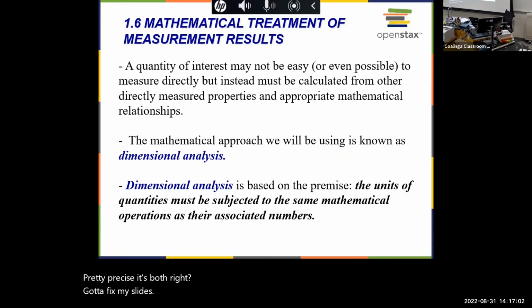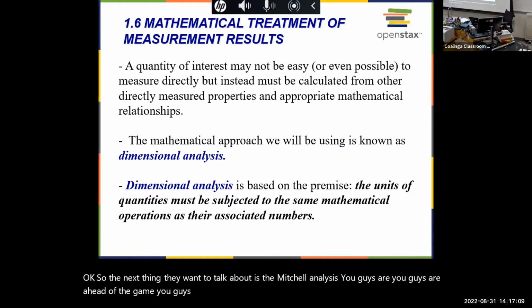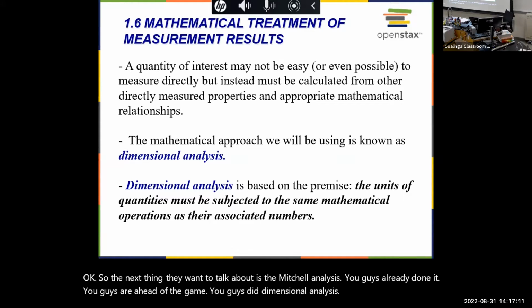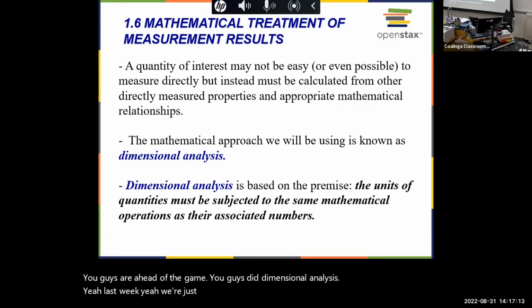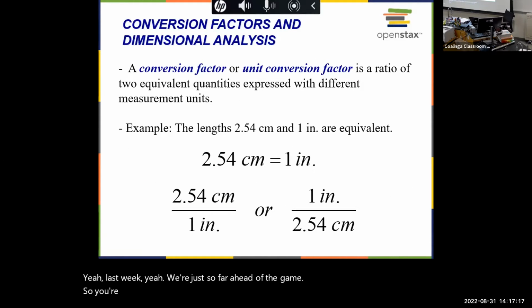Okay, so the next thing that we want to talk about is dimensional analysis. You guys already did it. You guys are ahead of the game. You did dimensional analysis last week. We're just so far ahead of the game. Okay, so you already know about conversion factors, right? We've talked about conversion factors. So 2.54 centimeters over an inch, right?